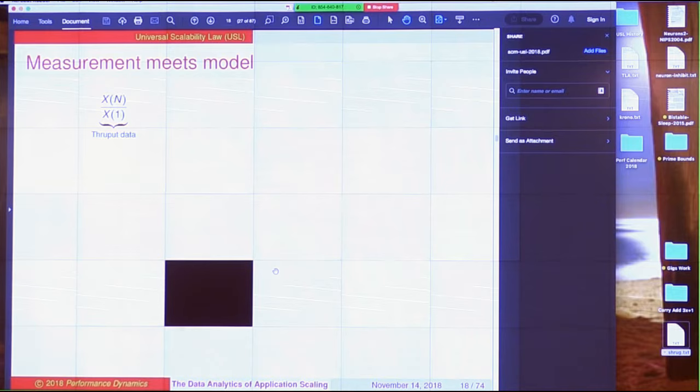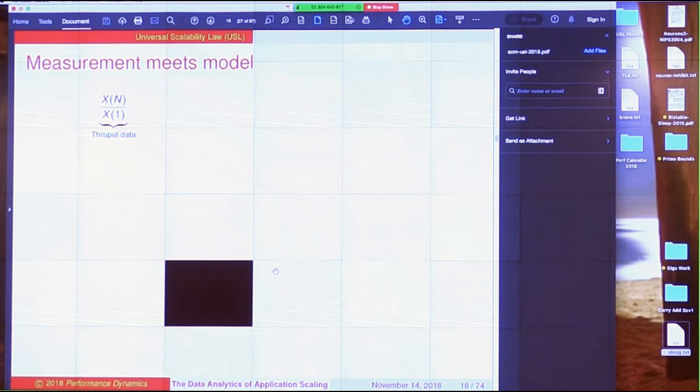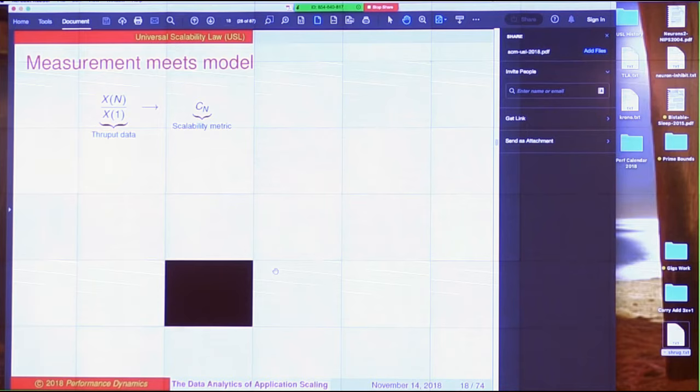You're well aware of collecting measurements, collecting data. In this particular case, most of this talk is going to be about throughput. I like to define throughput using the symbol X, just the way you'll see in my books also. If I take that throughput data, X at some load N, I want to understand how it is scaling. Then I need to relate that to something called the scalability metric, that is, the relative capacity. That's just the ratio of whatever the throughput is for some load N relative to what it was for a single instance of the load, X of 1. In other words, I'm just normalizing the data.